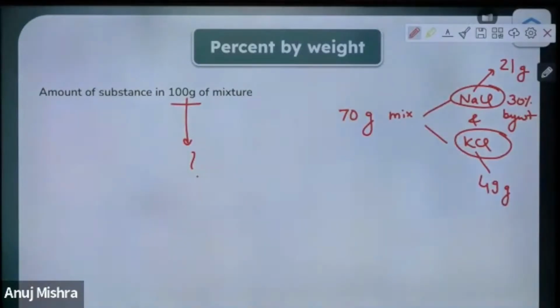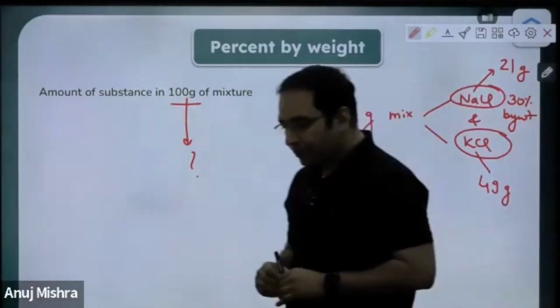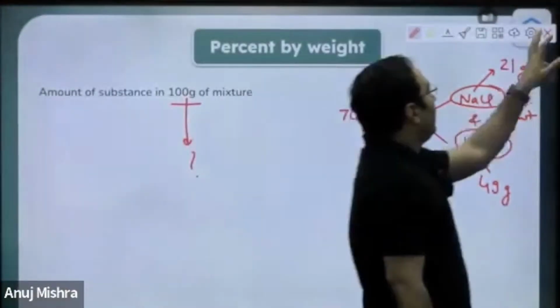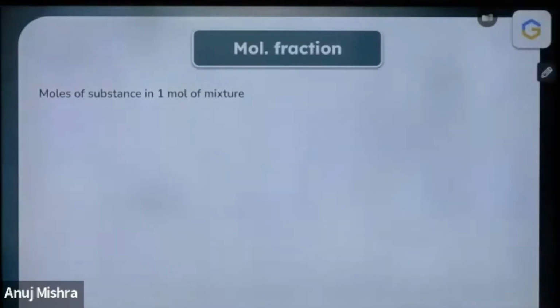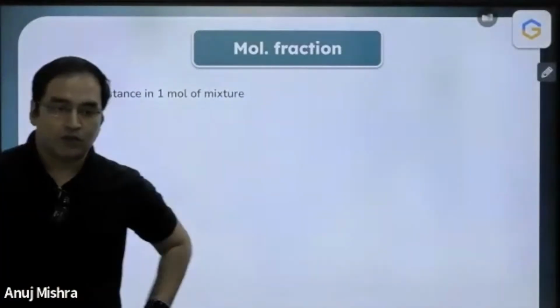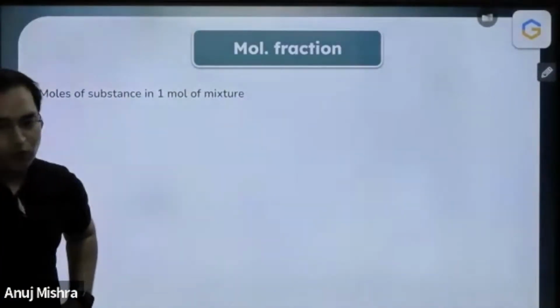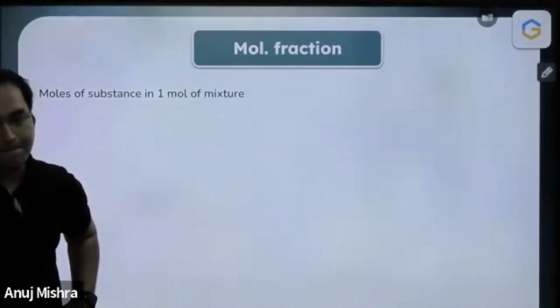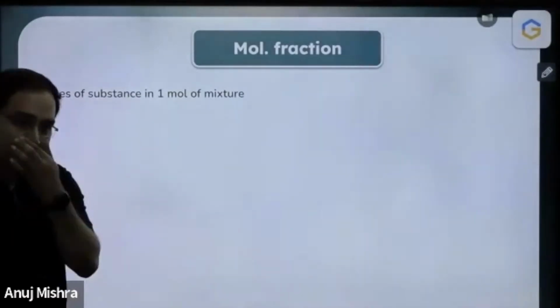एक और definition लिखते हैं. If you have written this down, write down the definition. Mole fraction. What is mole fraction? Mole fraction, as the name suggests, is moles of substance in 1 mole of mixture. Moles of substance in 1 mole of mixture is known as mole fraction. Okay? So 1 mole में कितना moles हैं उसके, इसको बोलेंगे आप mole fraction. ठीक बात है.